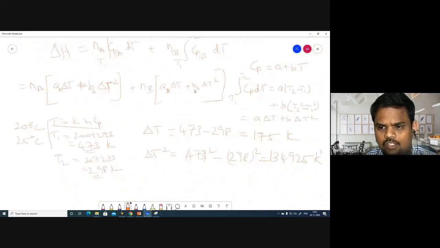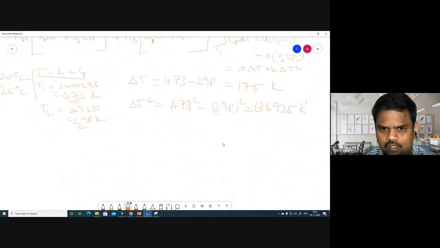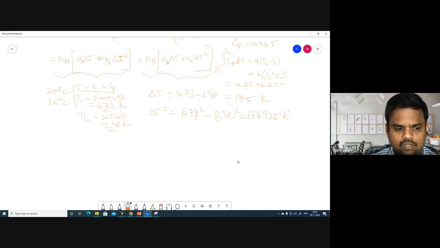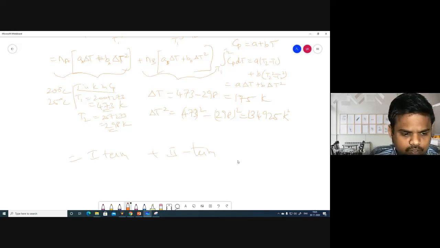So substitute the values to get the answer. Okay, so what will you get? Get the value for Na. Let me write it as two terms. So what is the value for the first term plus the second term? The first term value we are going to get in calories, plus this much calories. So we can write the answer in kilocalories.